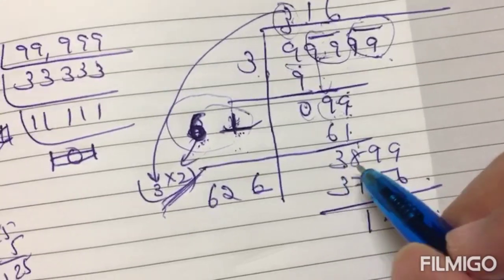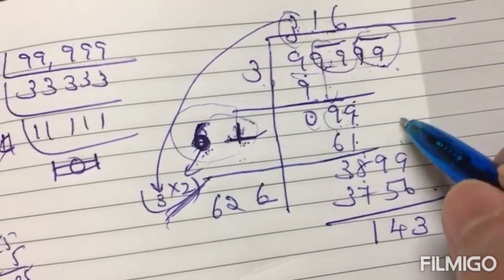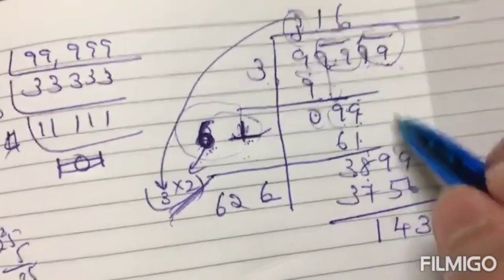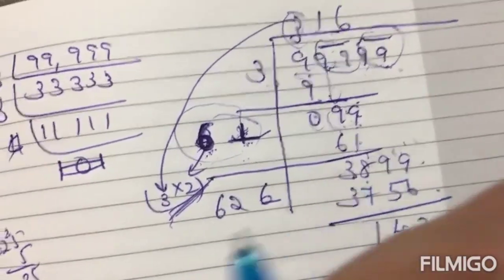What is the remainder? 38. Then I have to bring down what? Both 9s, 9 and 9, not just one 9, because this is the way of doing it. So now I have 3899.